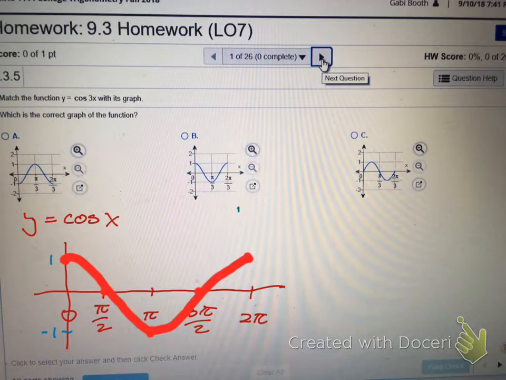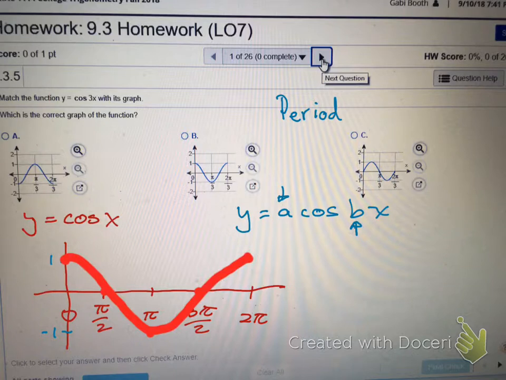So if we have our general function y equals a cosine b of x, a would be considered the amplitude, and b is the number we need for the period. The period, which is 1 full rotation of a cosine function, is 2 pi over whatever b is. So if you look at cosine of 3x, you see that b is equal to 3. So that makes the period 2 pi over 3. So that basically is your endpoint.